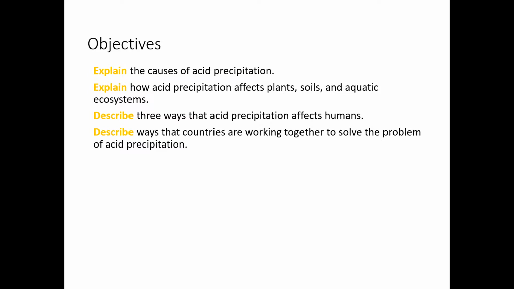This is Chapter 12, Section 3, and it's covering acid precipitation. The objectives today are to explain the causes of acid precipitation, to explain how acid precipitation affects plants, soils, and aquatic ecosystems, to describe 3 ways that acid precipitation affects humans, and to describe ways that countries are working together to solve the problem of acid precipitation.